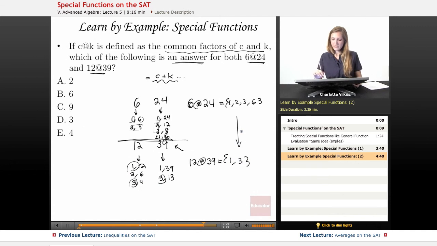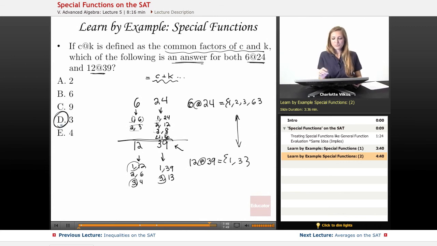So then if I'm looking for something that is the answer to both of these two, I can pretty quickly see that I've just got 1 and 3, and on here I've got 3, which is D. So the only other type of special function problem that you'll see is one where you're given constraints.